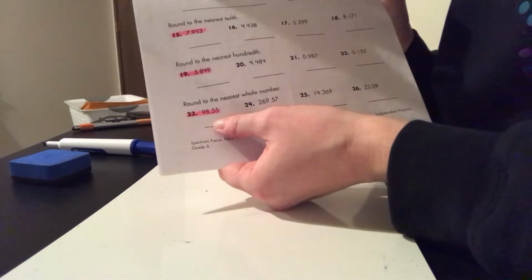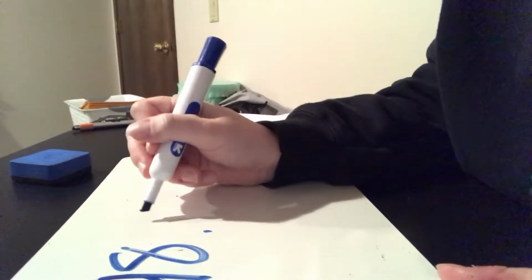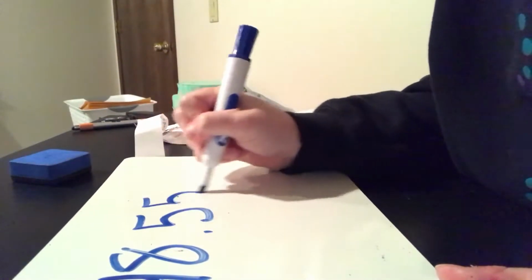Okay, I'm moving on. I'm going kind of fast because there's lots of pages, and I don't want to make this video crazy long. I'm on number 23, still on the comparing and round decimals page. This one is round to the nearest whole number. So I have 98 and 55 hundredths.